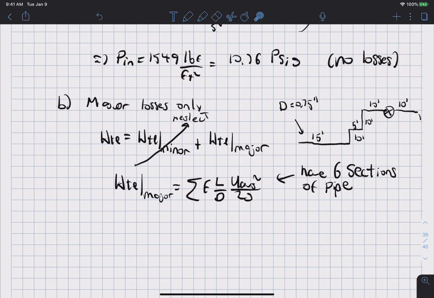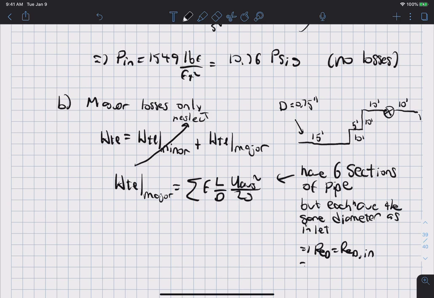Okay, so we essentially have 6 sections of pipe, but each has the same diameter as the inlet. That implies for each section of pipe that Re_D equals Re_D of the inlet, and D equals D of the inlet, and U average equals U average at the inlet state.